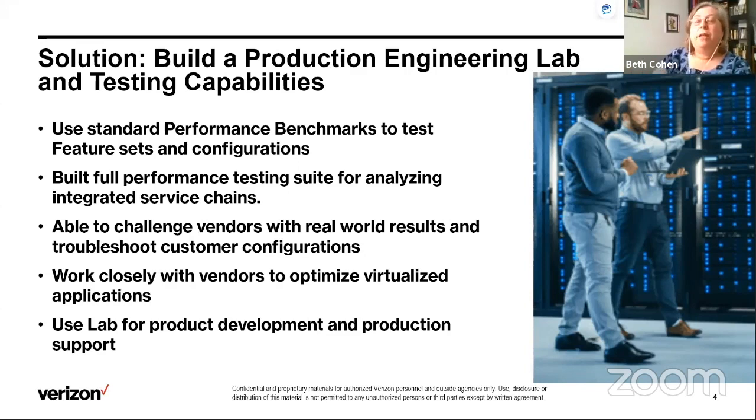So what we've done is we have built a full production engineering lab with full testing capabilities, and we use it for both tier 4 and tier 3 problems, troubleshooting, as well as it's used by our development team. So that gives a really nice feedback loop. So a lot of the problems that are uncovered by our tier 4 team can be folded back into our development efforts to improve the products, as well as informing our sales teams.